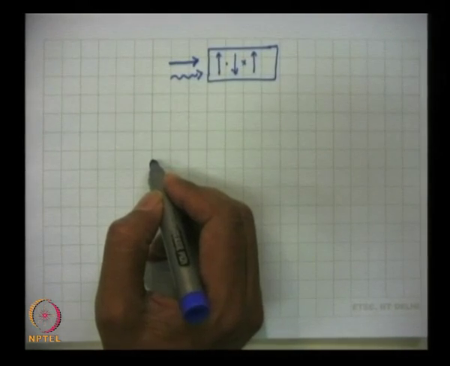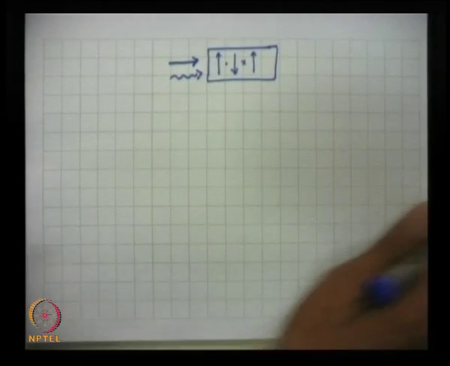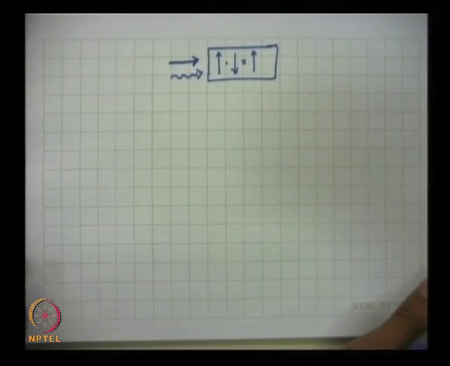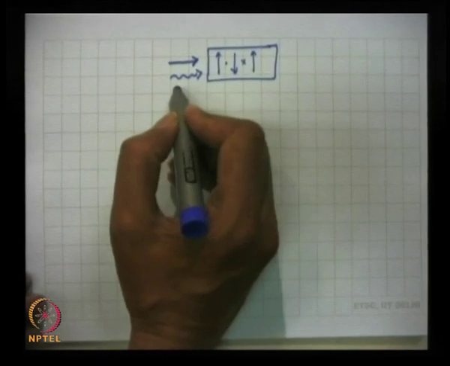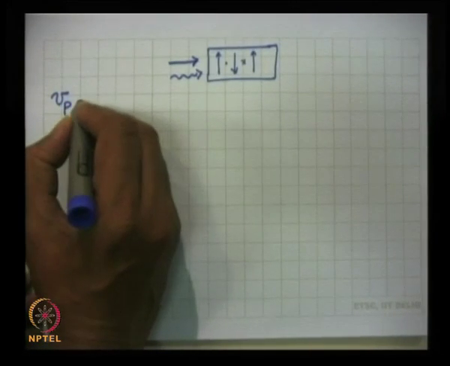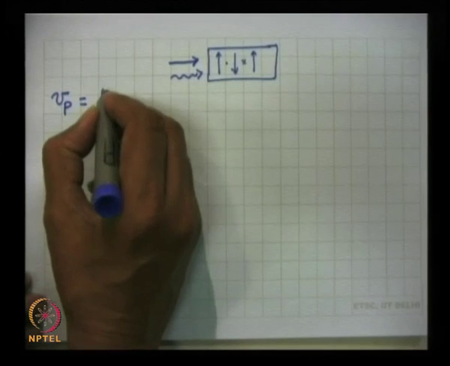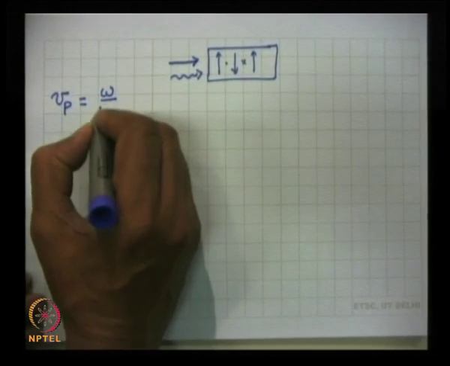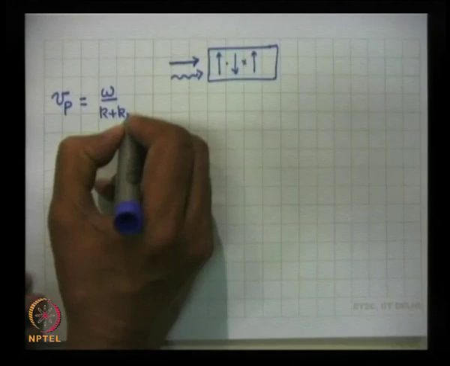And the electron energy which is resonant, the electron velocity which is resonant with the beam particles is defined as V, with the ponderomotive wave called Vp, which is equal to omega upon k plus kw.